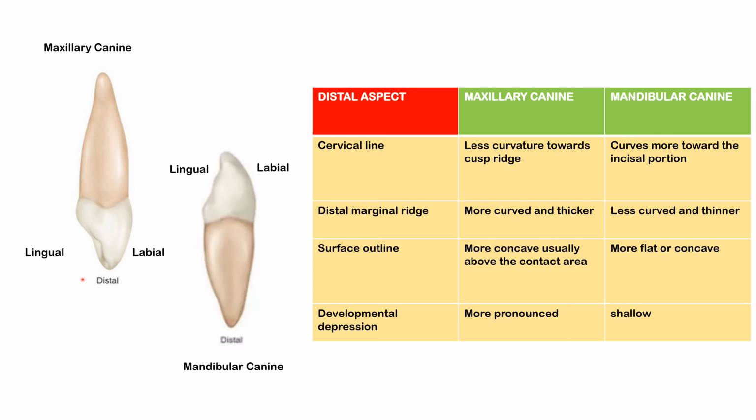The surface outline in the maxillary canine is more concave, usually above the contact area, whereas it is more flat or concave in the mandibular canine. The developmental depression in the maxillary canine is more pronounced as compared to the developmental depression in the mandibular canine, which is more shallow.